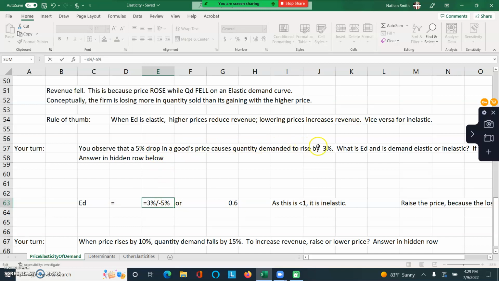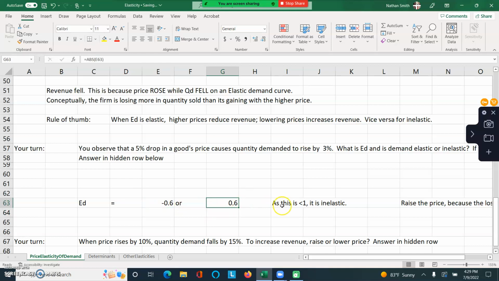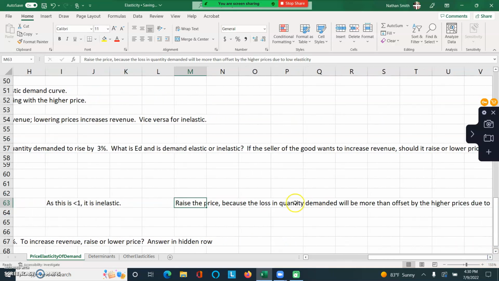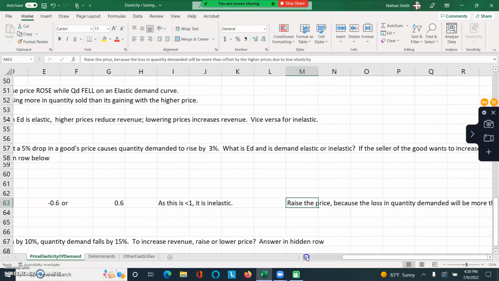Causes QD to rise, increase. So that's going to be plus 3%. So that goes in my numerator. Okay, so that ratio is minus 0.6. Or if I use the absolute value technique, 0.6. Since that's greater than 0, less than 1, you have inelastic demand. And if your boss says, I want to raise revenue, what should we do with the price? In this case, you're going to raise the price, using the rule of thumb that we just learned about earlier. That loss of QD is going to be more than offset by the higher prices because of the inelastic demand among your consumers. Okay? All right, let's take a look at one more.